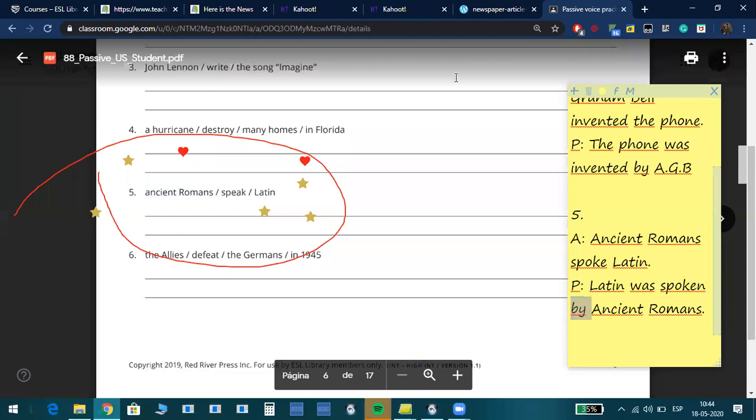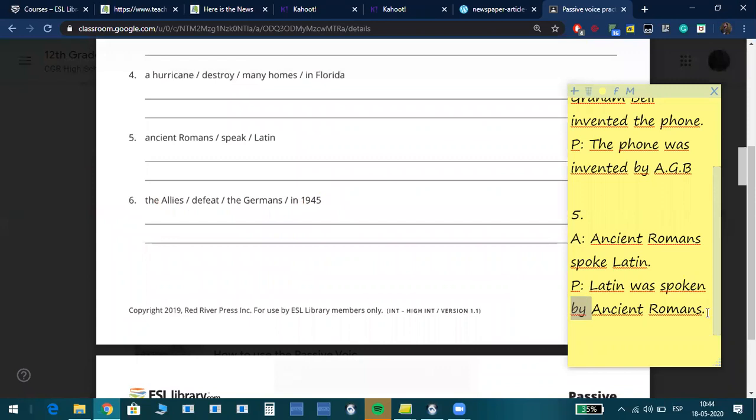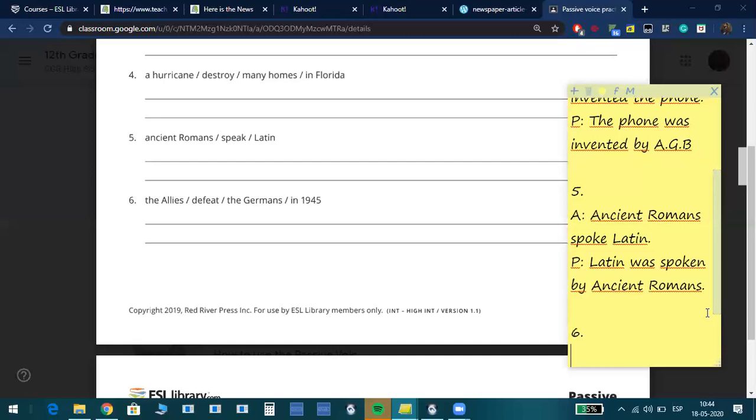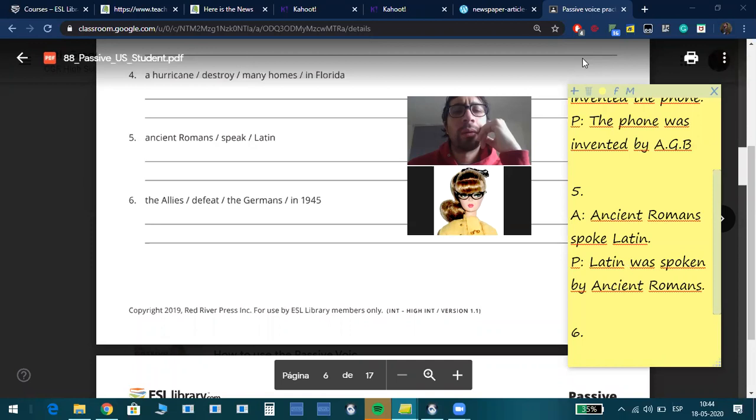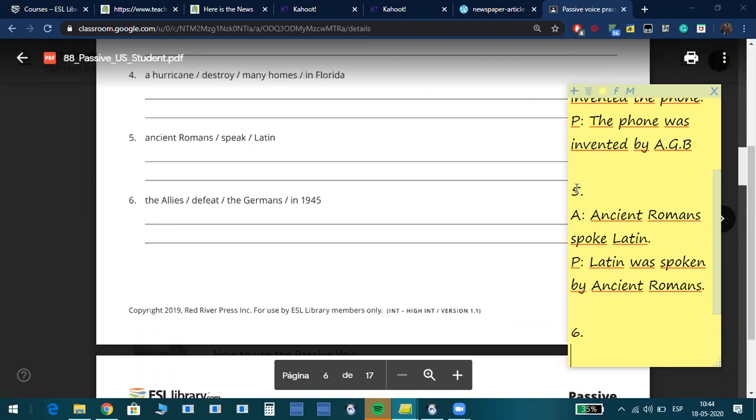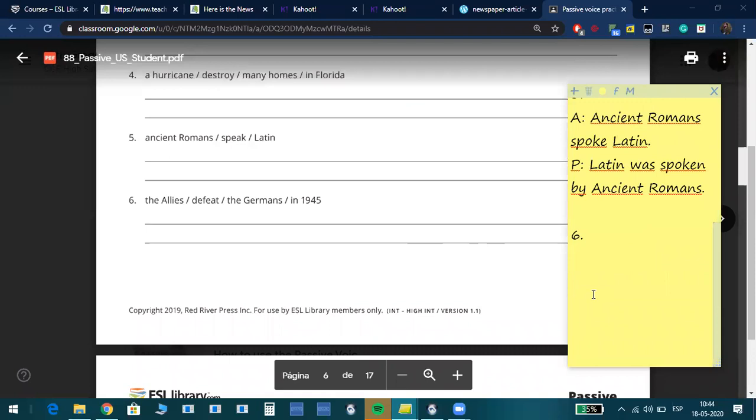And let's finish with number six. Let's go, Catalina. Catalina Muñiz. Microphone or no microphone? No, I think Catalina doesn't have a microphone. No. Yeah, I think so. Let's change. Miss Constanza Valenzuela. Connie.